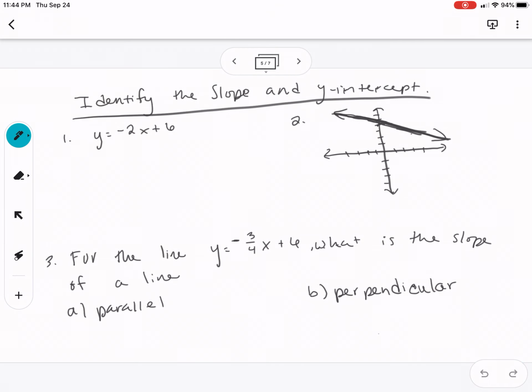Another topic that we covered was slope and y-intercept. So in number 1, we're just identifying our slope and y-intercept. If you remember, we learned y equals mx plus b, where m is your slope, b is your y-intercept. So here, our slope would be -2, that's our m. And our y-intercept would be +6, that's our b.